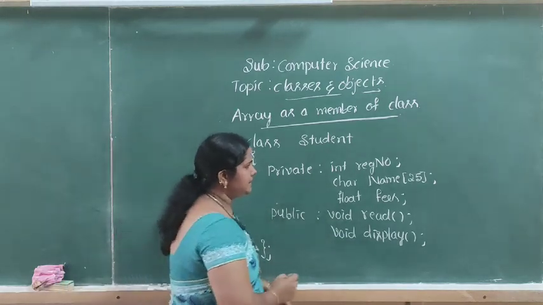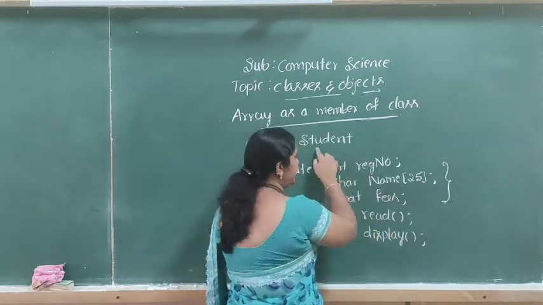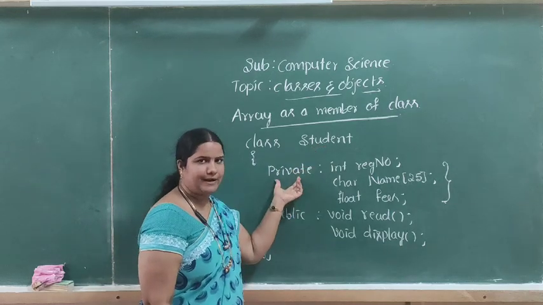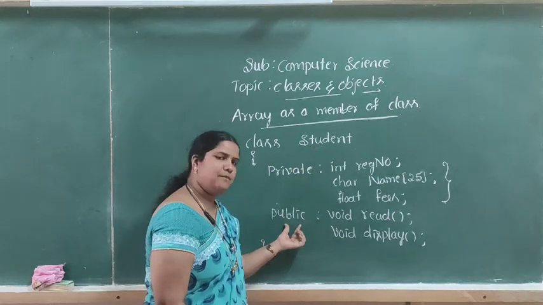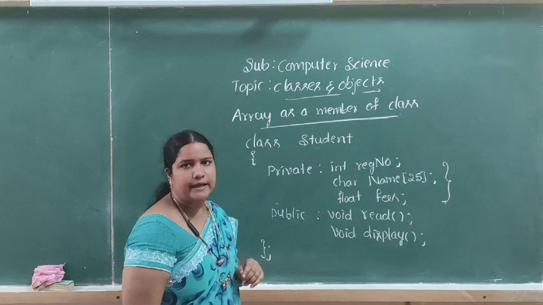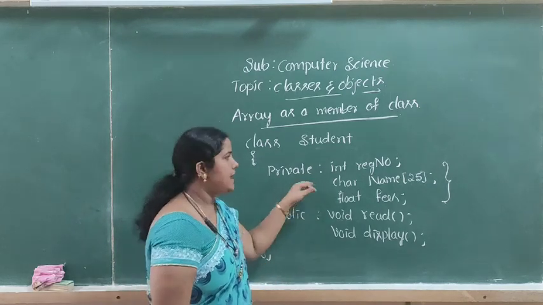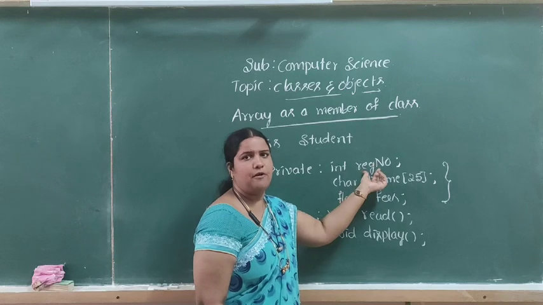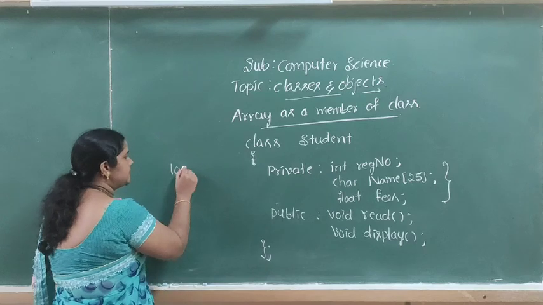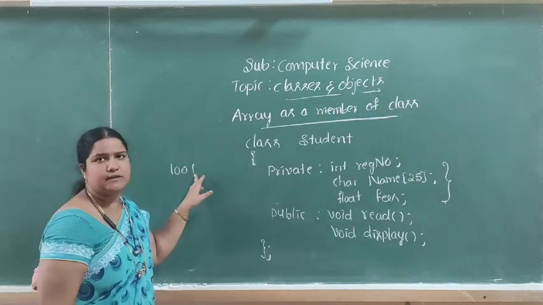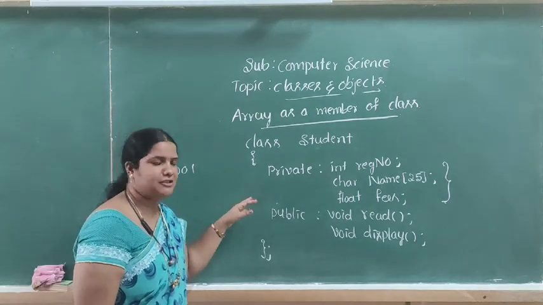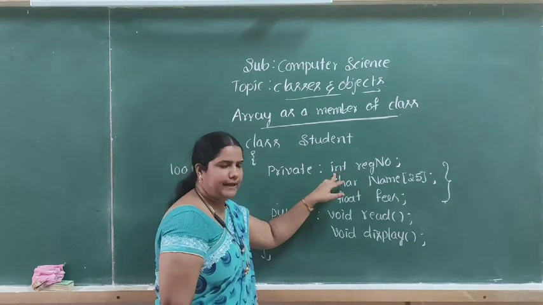Array is a member of class. In this example, the class name is student. Class is a keyword, and it contains the access specifiers private and public. There are two access specifiers. We declare the variables or data members in the private section. Register number contains a sequence of digits, with no fractional part. For example, 1001 is a register number. It contains integer values, not fractional values, so we take the data type int.